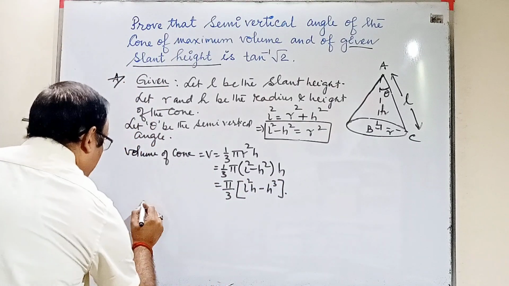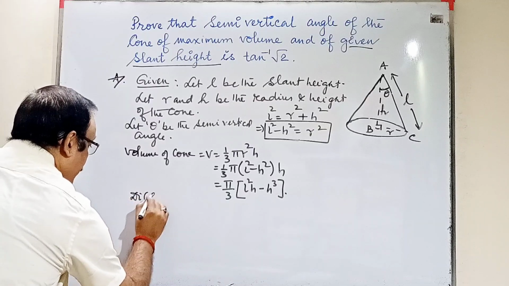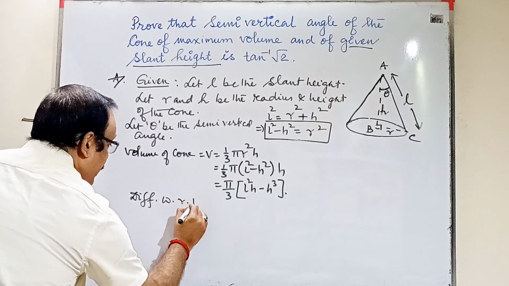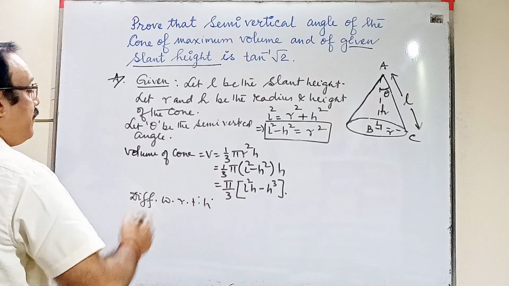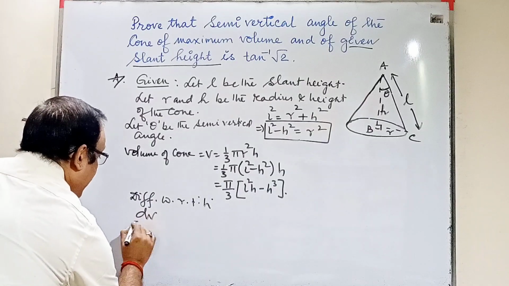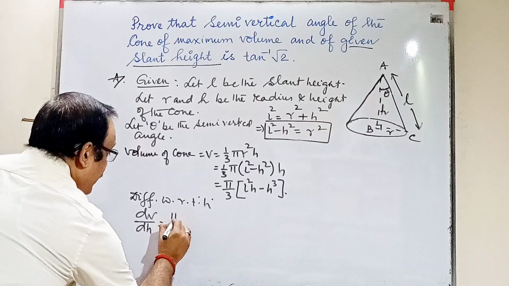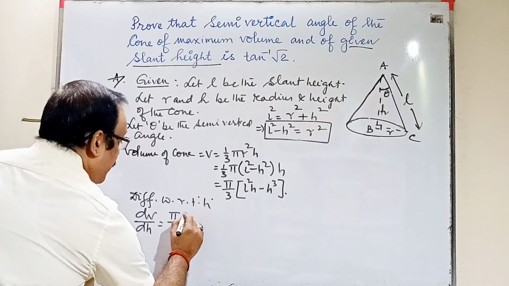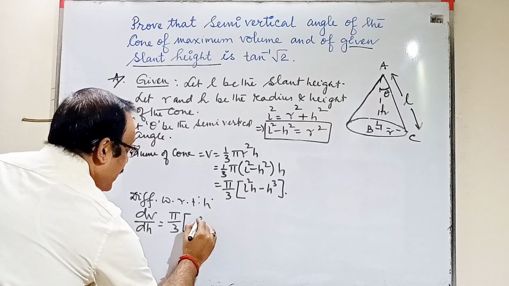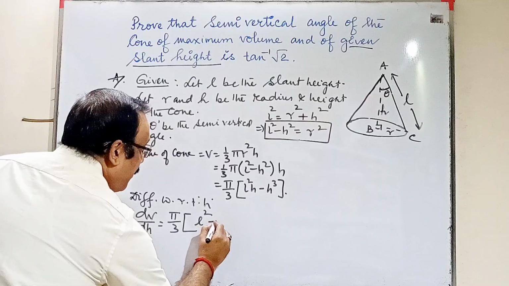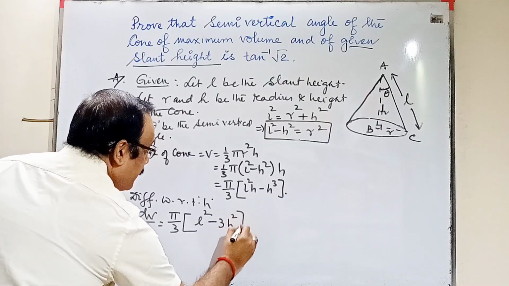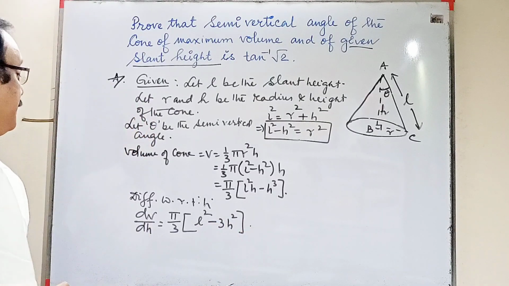Now differentiating V with respect to H, what will I get? I'll get dV by dH, pi by 3 constant. So differentiation of L square H will become L square, and H cube will become minus 3H square. This is my dV by dH.